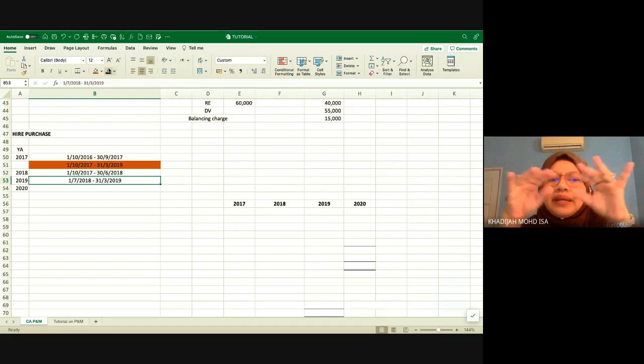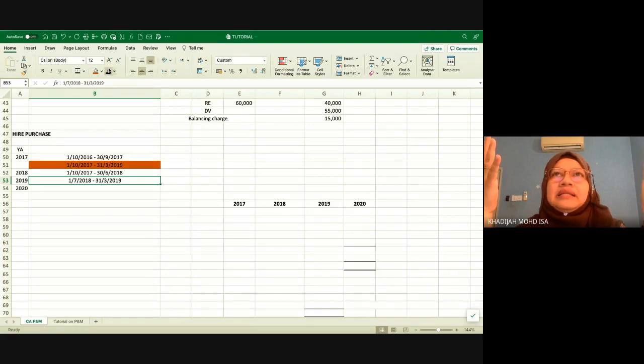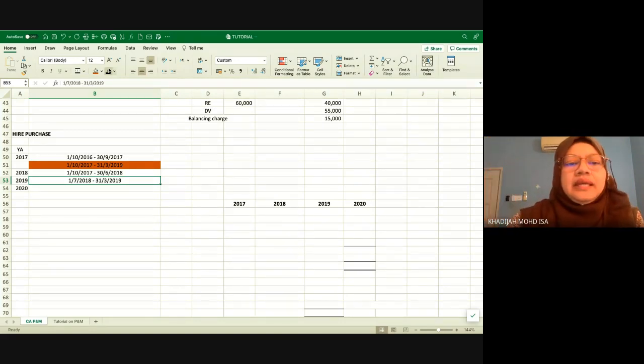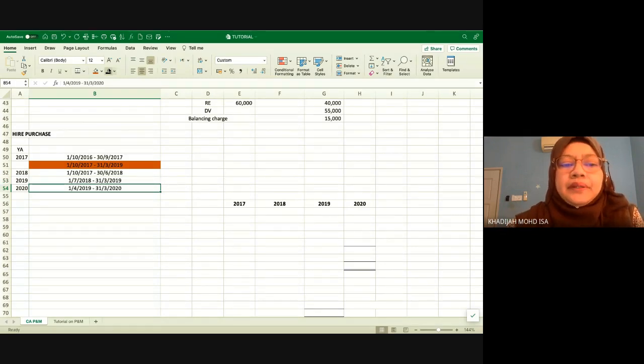All right, so break up the period of 18 months into 2 periods. In this case, you have 9 months and 9 months. Let's say the period is 17 months. Then normally we have 9 and 8 months. The first period is 9 months, the second period is 8 months. Okay, and then for 2020, there's no change. So you just continue to have the same period, 1st April 2019 to 31st March 2020.